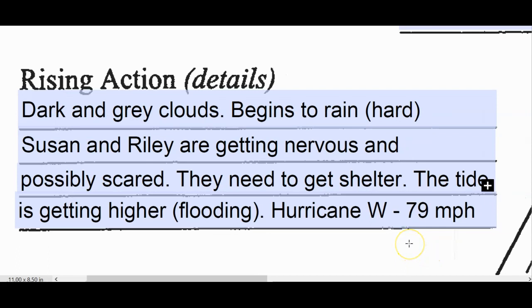Okay, rising action. Things start to change. Dark and gray clouds. It begins to rain hard. Susan and Riley are getting nervous and possibly scared. They need to get to shelter. Okay, the tide, because they're at the beach, that means the water is getting closer and higher, almost flooding stage. Okay, the tide is getting higher. Okay, there's a hurricane, Hurricane W, and it's 79 miles per hour, so it's almost very dangerous.